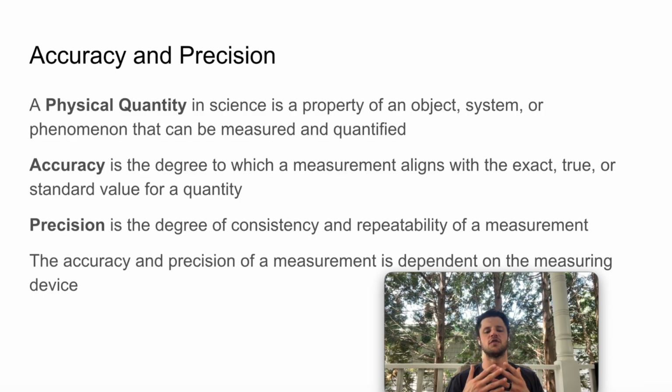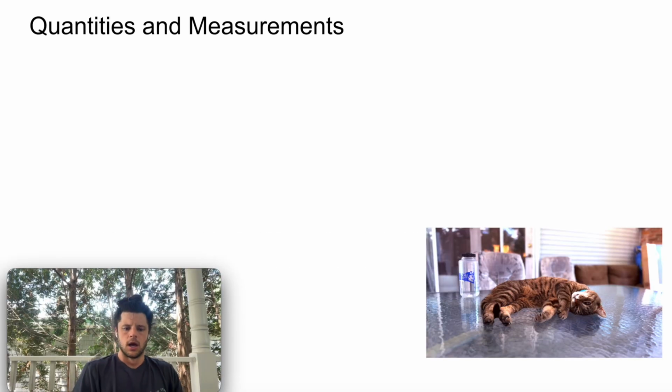So our level of accuracy and our level of precision for a measurement is dependent on the measuring device that we're using. All right, so to help us look at a real-world example of quantities and measurements, let's take a look at my friend over here.